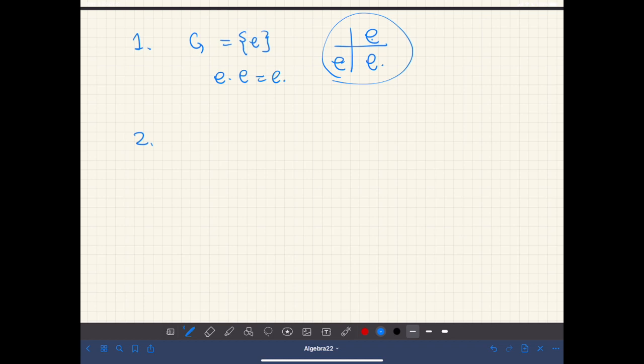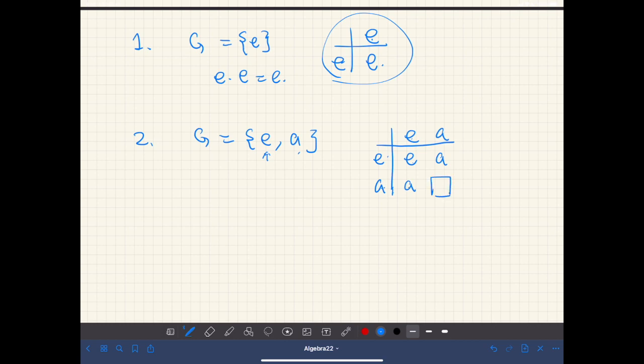And a second example, let's consider a group of two elements, so the order of two. Let's say we have E and A, and we assume this E is the identity element of this group. So the Cayley table would have rows and columns E, A. E times E should be E, and E times A should be A, and A times E should be A, right? Because of the axioms of groups. So these are the only possibilities.